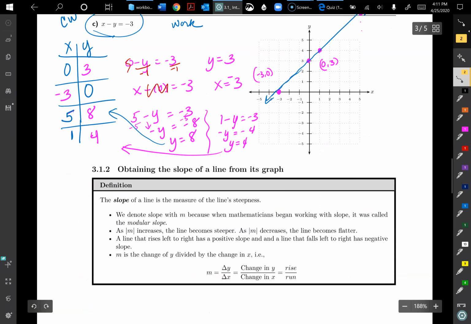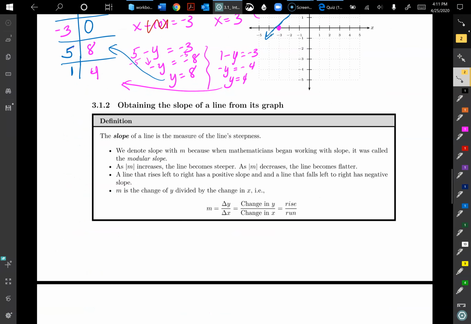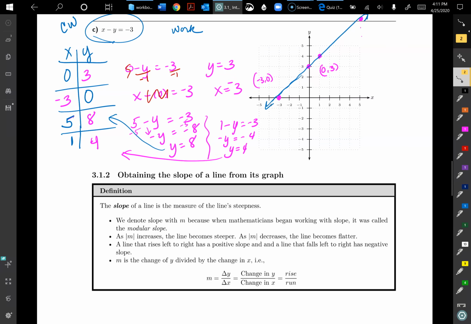Okay, so at the bottom of this page 32 in your workbook, we're going to take a quick look at the notes here. Obtaining the slope of a line from its graph. The slope of a line is the measure of the line's steepness. We denote it with m because when mathematicians began working with slope, it was called the modular slope.